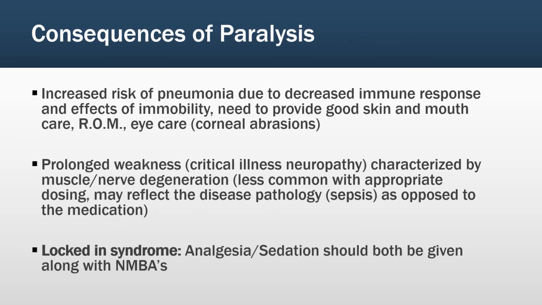More intermediate and long-term effects that can be seen with chemically induced paralysis: the patient is at risk for all the deleterious effects of immobility. So they're going to be at increased risk for pneumonia, skin breakdown, and corneal abrasions. Prolonged muscle weakness can also occur, but recent literature indicates that this is less common if appropriate dosing is given and may reflect the underlying disease more than the actual medication.